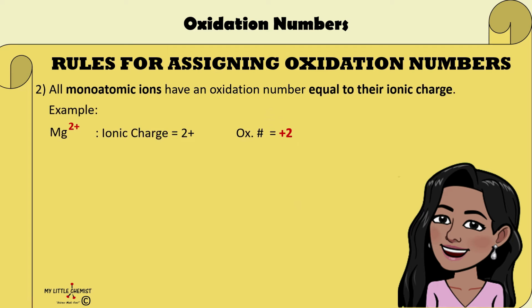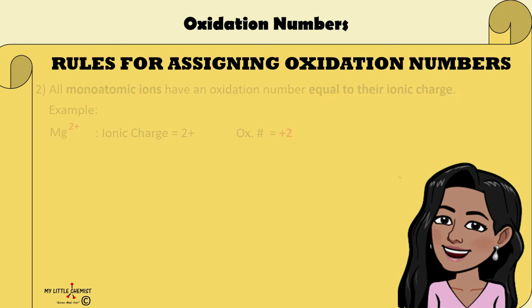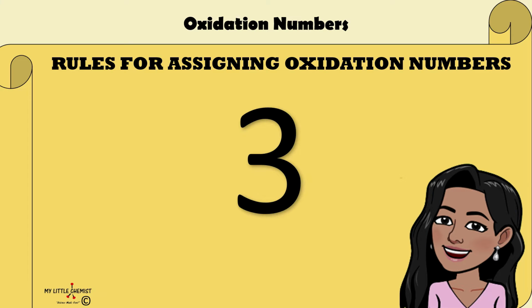Rule number 2. All monatomic ions have an oxidation number equal to their ionic charge. For example, in the magnesium ion, the ionic charge is 2+, but its oxidation number is +2. Notice where the sign is. For the ionic charge, the sign is always written after the number, whereas with oxidation numbers, the sign is always written before the number.